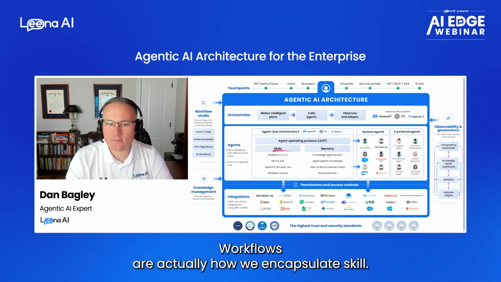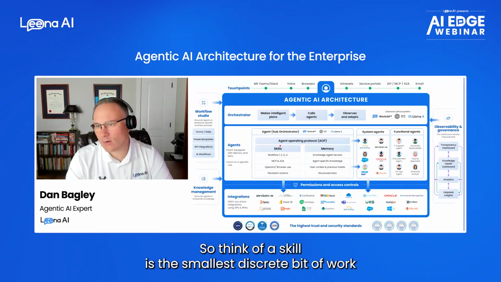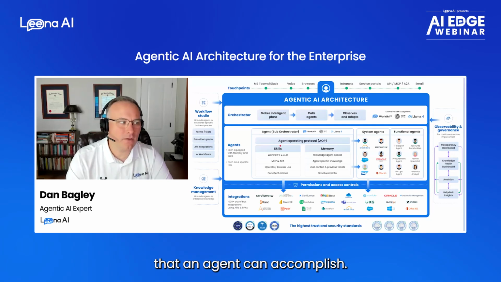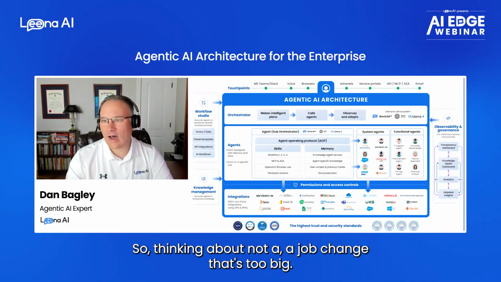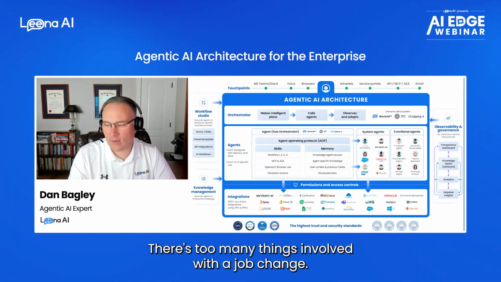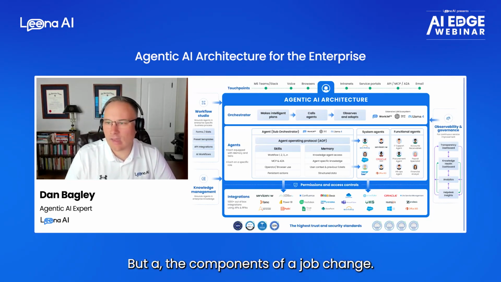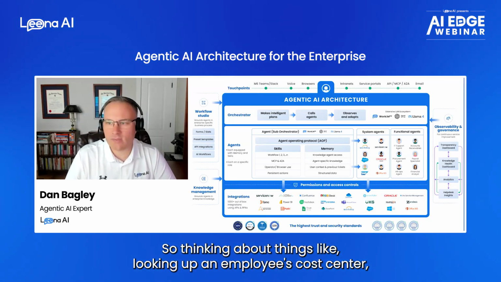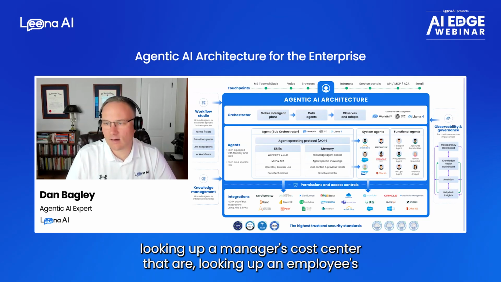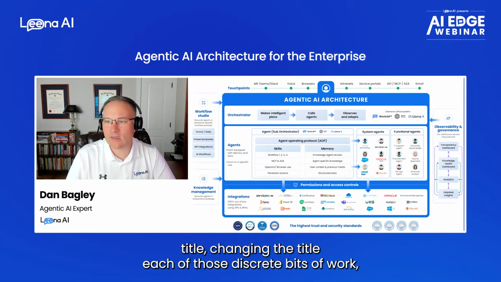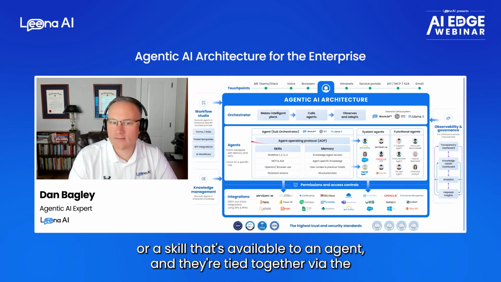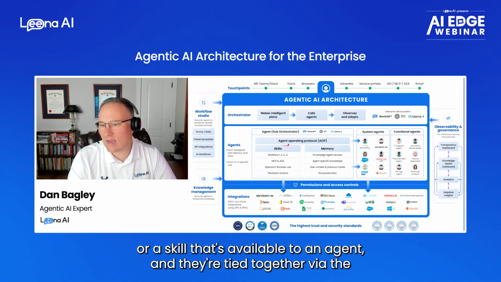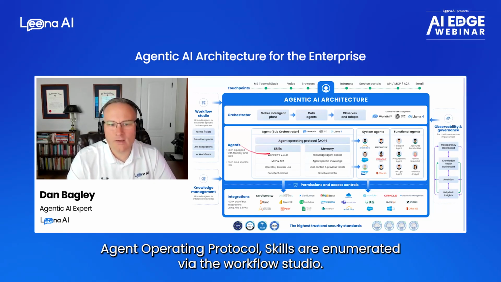Workflows are actually how we encapsulate skills. So think of a skill as the smallest discrete bit of work that an agent can accomplish. So thinking about not a job change, that's too big. There's too many things involved with a job change, but the components of a job change. So thinking about things like looking up an employee's cost center, looking up a manager's cost center, looking up an employee's title, changing a title. Each of those discrete bits of work are a skill that's available to an agent, and they're tied together via the agent operating protocol. Skills are enumerated via the Workflow Studio.